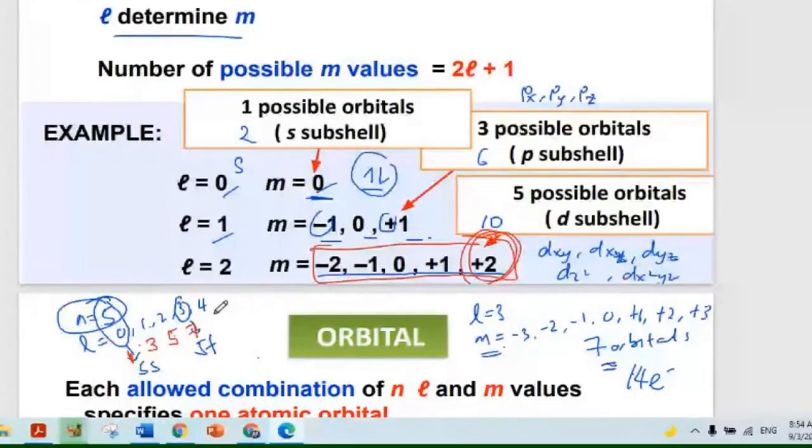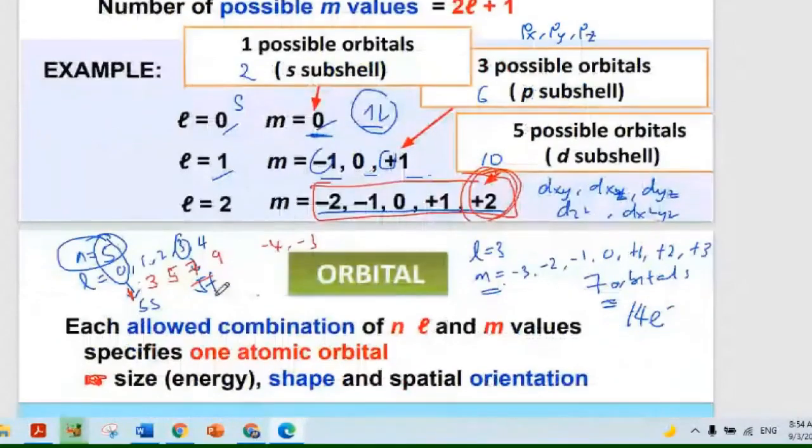Okay, yang ini, when L equal to 4, dia akan jadi 9. Tahu mengapa 9? Negative 4 to negative 3. Jadi jumlah you kira berapa orbital kat sini? Tambah, tambah, tambah, tambah. Equal to 25. Okay. 25 times 2 because one orbital can place 2 electrons. That's why the answer is 50.